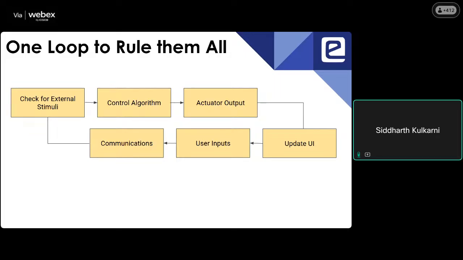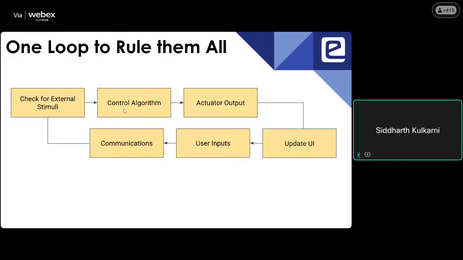So what's the problem here? The problem with this system is that the execution of each task is dependent on the correct execution of the task before it. If you look at the check external stimuli function, how long it takes to run determines when my control algorithm will be run.